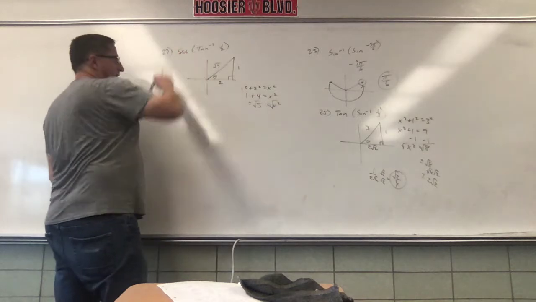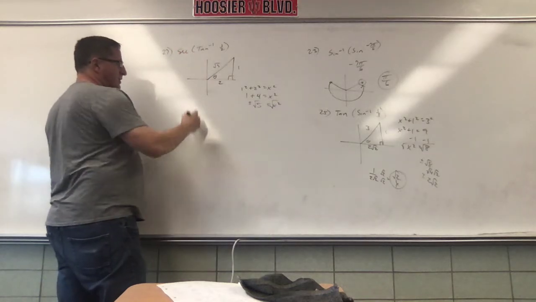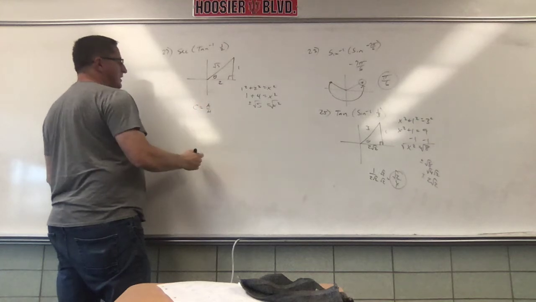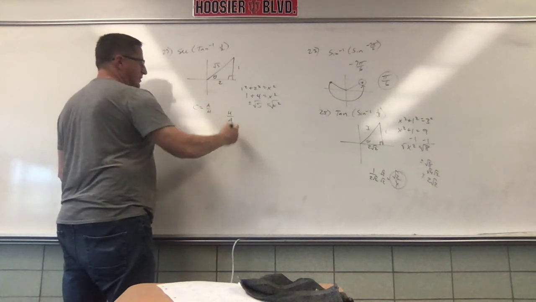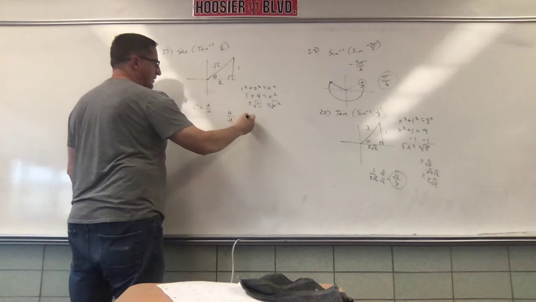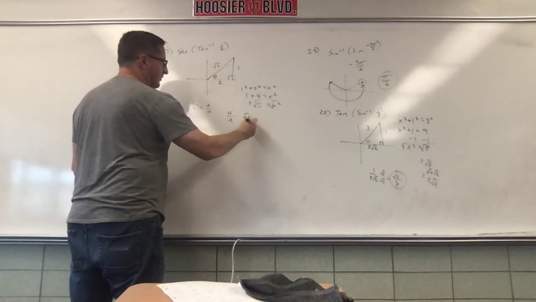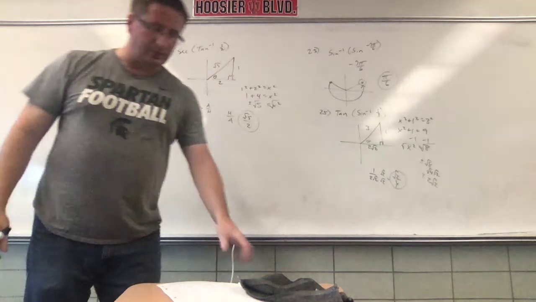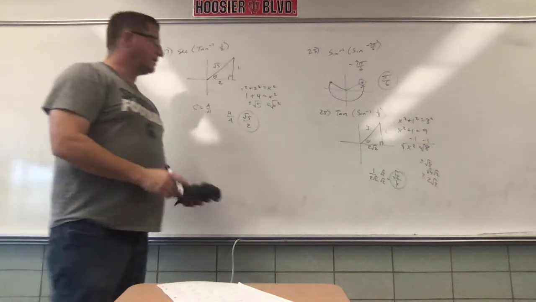We've got to find the secant. Well, for secant, you flip cosine. Cosine is adjacent over hypotenuse, so secant is hypotenuse over adjacent, okay? So hypotenuse is radical 5, radical 5 over adjacent, which is 2. And that's okay because you don't have any radicals in the denominator on bottom.